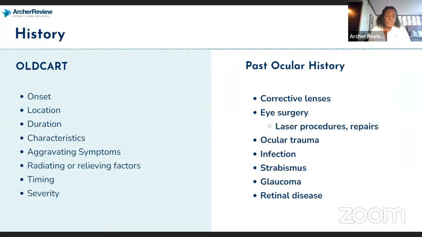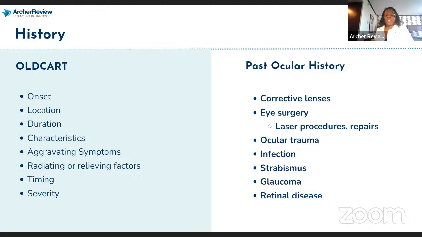Another way to do a thorough assessment when a patient comes in is taking a thorough history, and we like to use an acronym called OLDCARTS. It starts with onset: when did it start, where does it hurt, how long does it last, can you describe the pain? Those types of questions help when your patient doesn't know exactly what to tell you or how to describe what's happening. When you use this acronym, you can get an accurate description of what is going on with them.